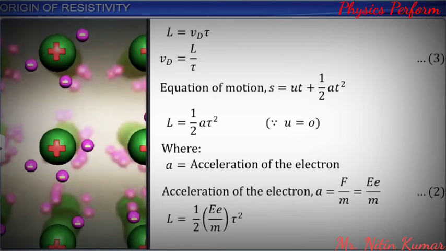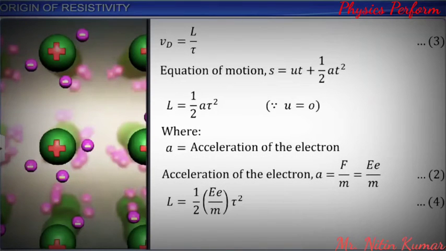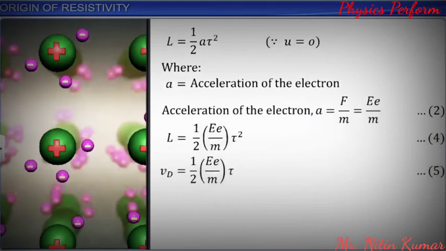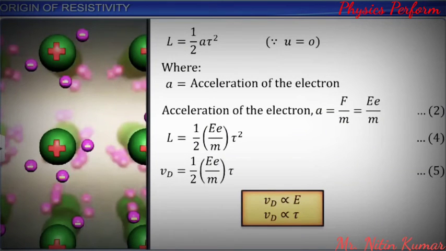Substituting the value of L from equation 4 in equation 3 and simplifying, we get Vd is equal to half e into E by m into tau. Let this be equation 5. From equation 5, it is clear that the drift velocity of the free electrons is proportional to the electric field strength E and the relaxation time tau.